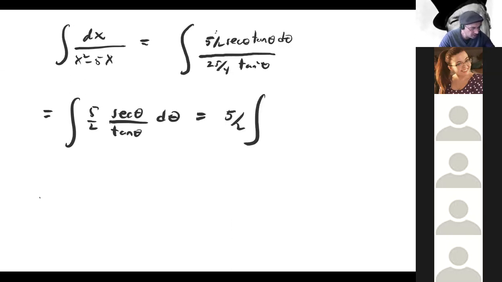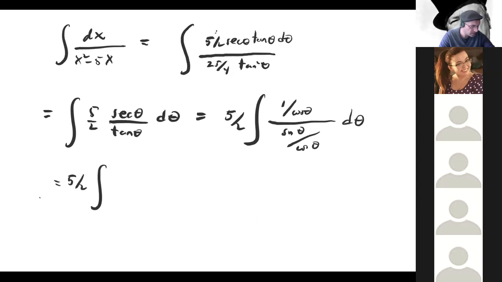And the only thing I know how to do at this point is to just turn it into sines and cosines. So secant theta is 1 over cosine theta, and tangent theta is sine theta over cosine of theta. And then there's a d theta. And what do we get? We get 5 halves the integral. Okay, so the cosines cancel, and we get 1 over sine theta, which is cosecant theta d theta.